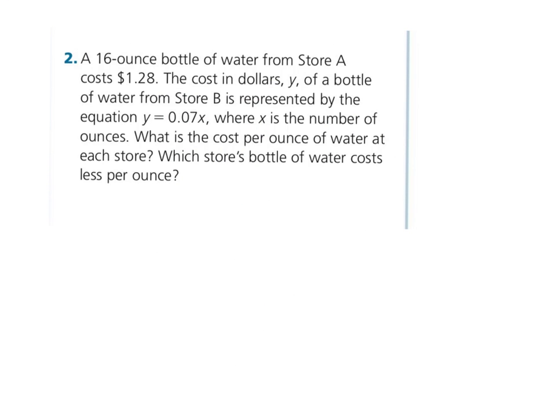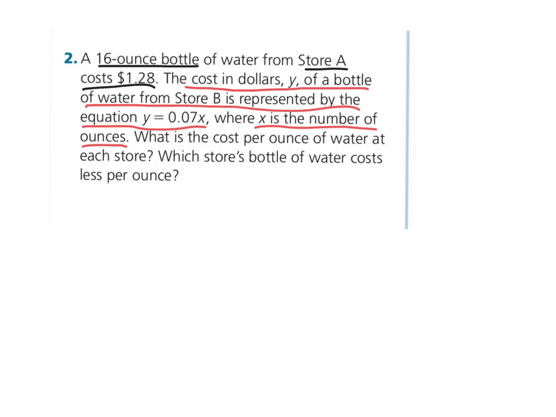Number 2, a 16-ounce bottle of water from store A costs $1.28. The cost in dollars y of a bottle of water from store B is represented by the equation y equals 7/100 x, where x is the number of ounces. What is the cost per ounce of water at each store? And which store's bottle of water costs less per ounce?